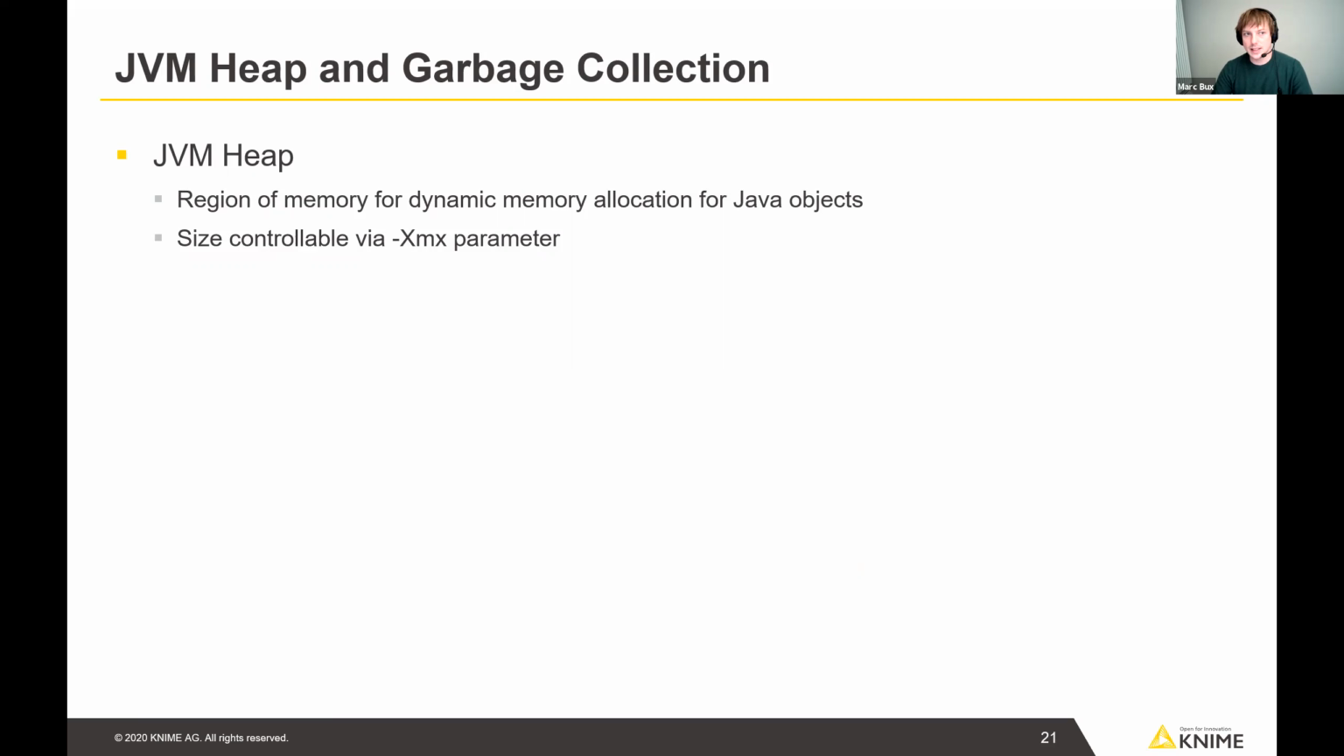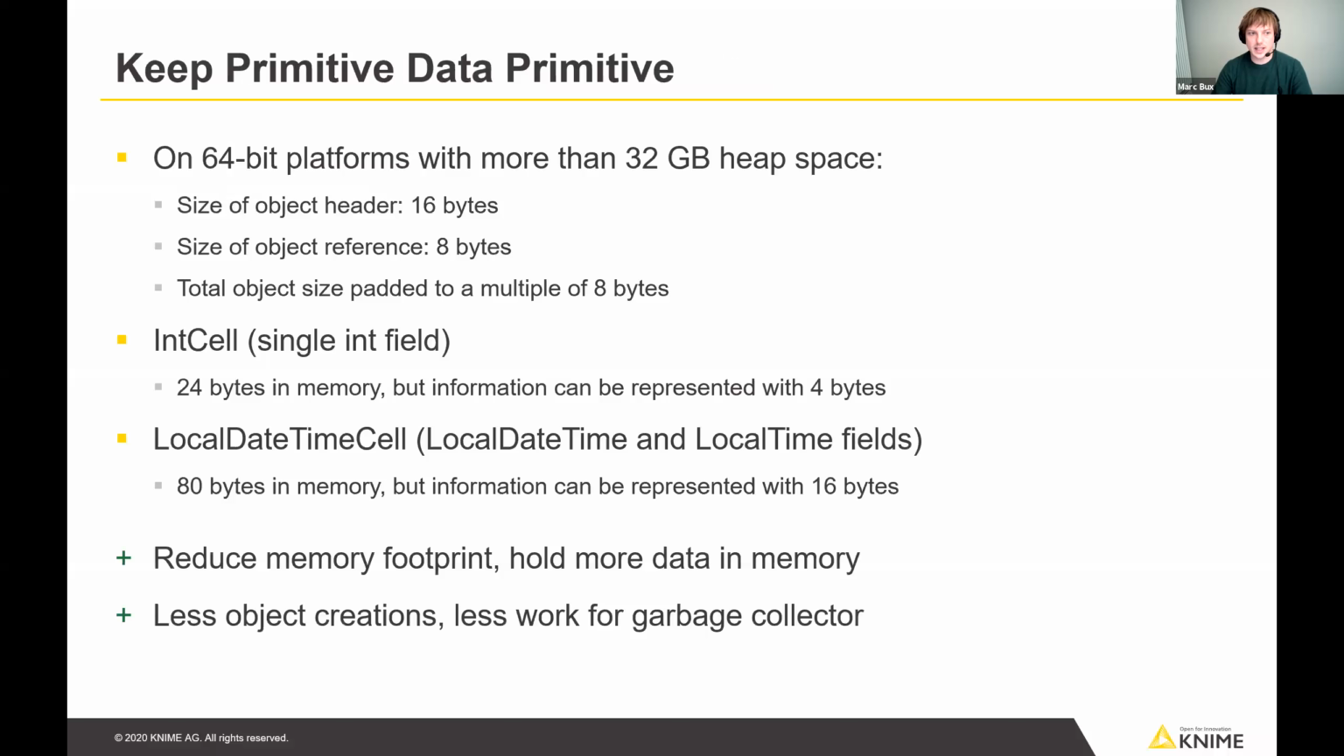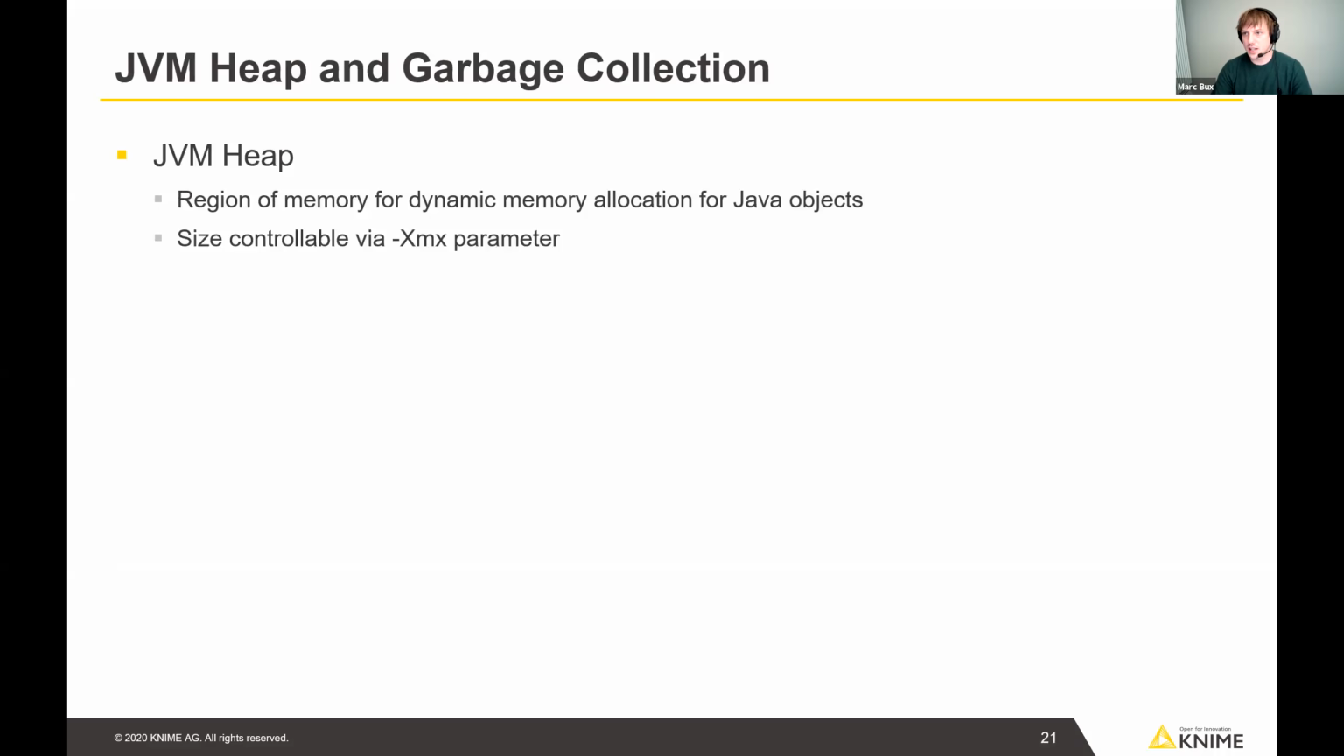So the JVM heap, as you might know, is the region of memory for dynamic memory allocation of Java objects. So say you have your local date time cell or your int cell. This object will be placed in the JVM's heap. And the size of this heap you can control via the Xmx parameter, which you can enter inside your Knime ini, and then depending on what you entered there, your Knime would start with less or more heap space.